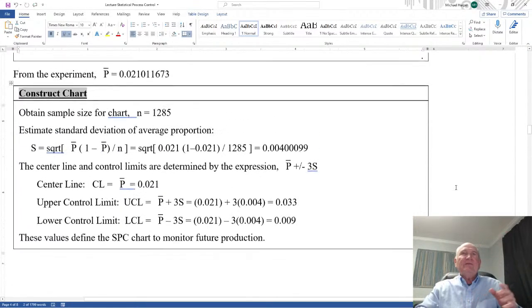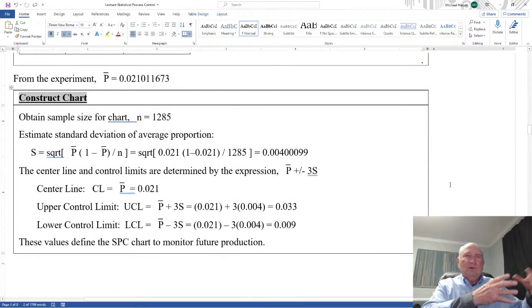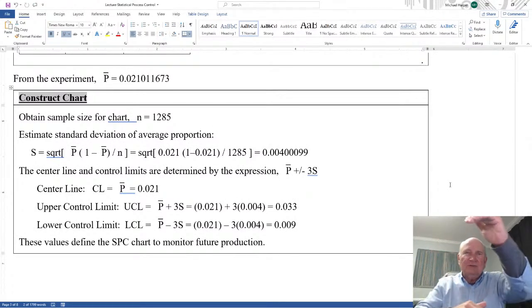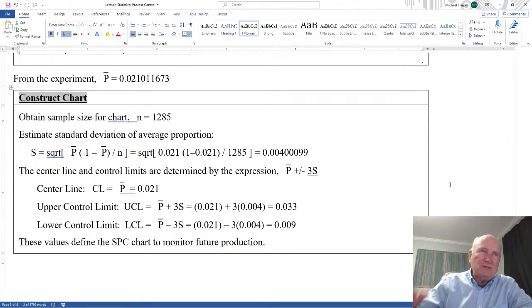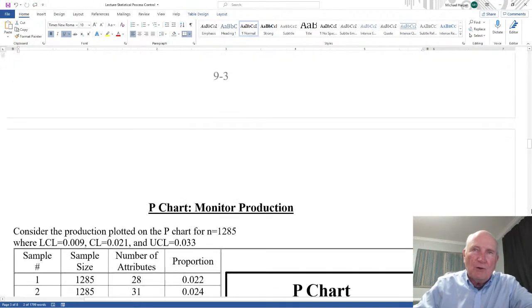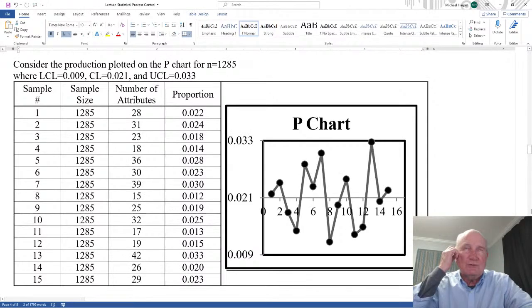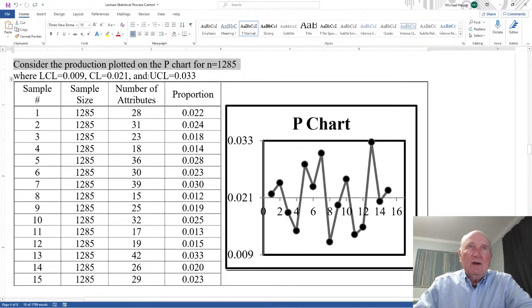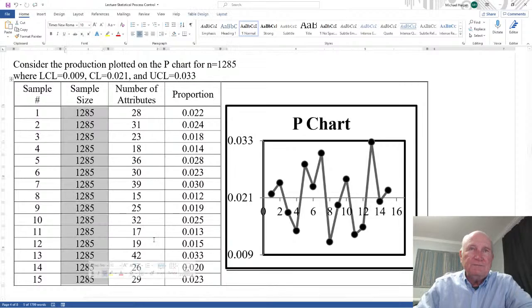So this is an experiment. This is in the quality control department. Now that you have the chart, you take it to the shop floor and say, here's a chart, ready to go, measure production, and post it to the control chart. Okay, so here comes the tops. Consider the production plotted on a P chart for N equals 1285. Okay, the lower control limit, upper control limit, and there it is right there. And so here's the 1285 sample size.